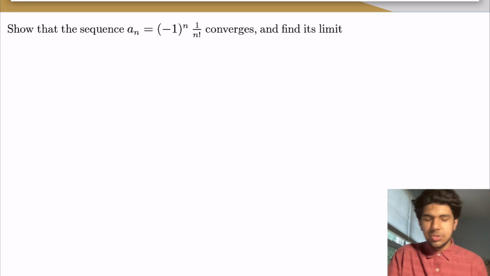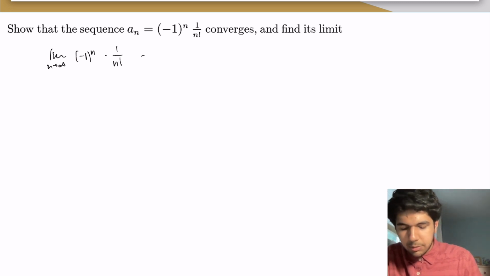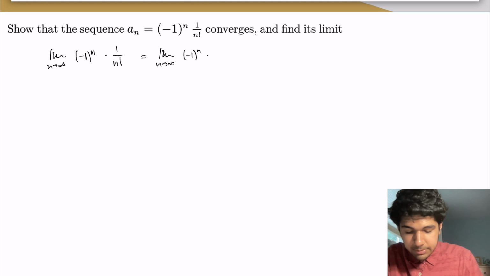So if we were to just do this traditionally, and we take the limit as n approaches infinity of -1 to the n times 1 over n factorial, then we would say that this is equal to the limit as n approaches infinity of -1 to the n times the limit as n approaches infinity of 1 over n factorial.